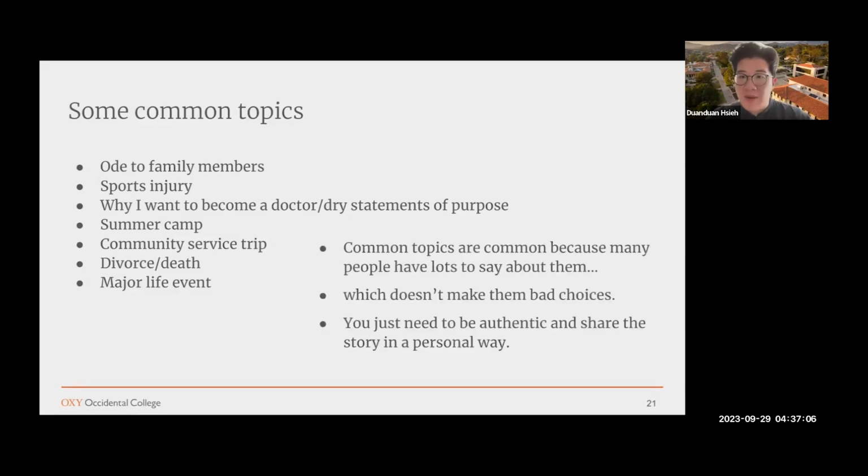And common topics are common because a lot of people have a lot to say about them. It doesn't make them bad choices. It just means that you need to be a little bit more authentic and share the story in a personal way, instead of a description where you're showing but not telling of something that has occurred in your life. So making sure that we always bring those essays back to the main purpose of these personal statements, which is sharing your story.